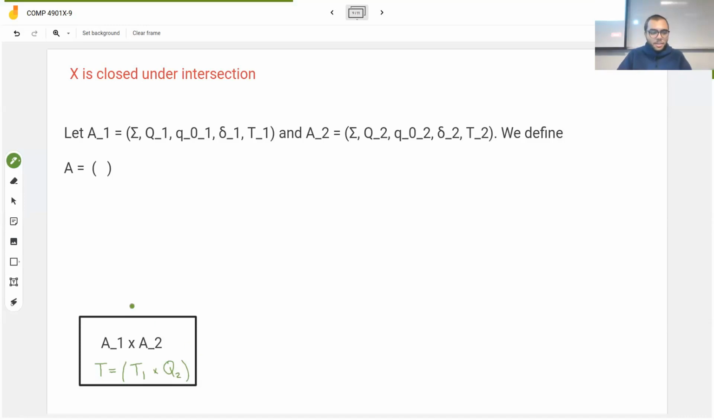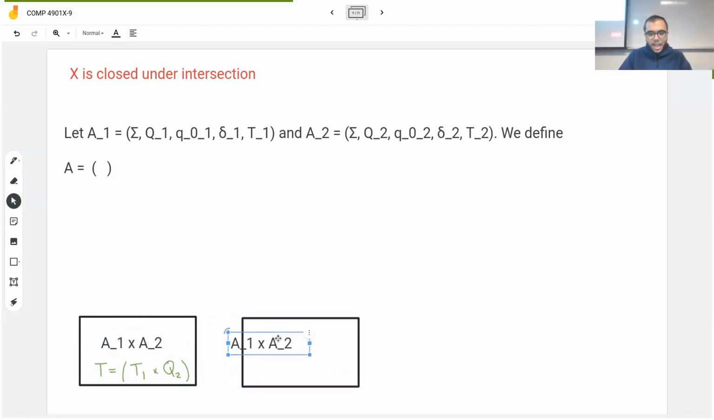Okay, so let's say that I take a copy of this and I do the opposite there. So I take another product automaton, and in this one, I say that my accepting states are Q1 times T2. Okay, so this one is simulating A1, but ignoring the simulation and just accepting based on A2.